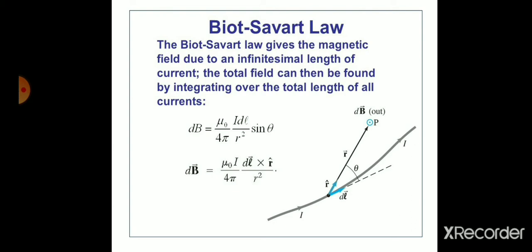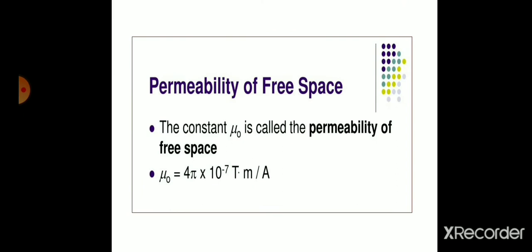When this proportionality is replaced by a constant, we get the constant to be equivalent to mu 0 by 4 pi, where mu 0 is known as the permeability of free space. The constant mu 0 has a magnitude of 4 pi into 10 raised to minus 7 Tesla meter per ampere.